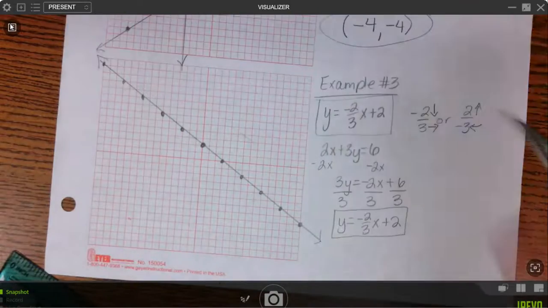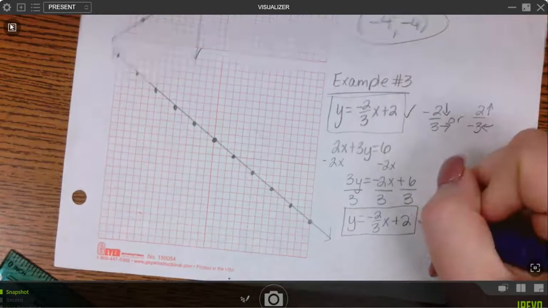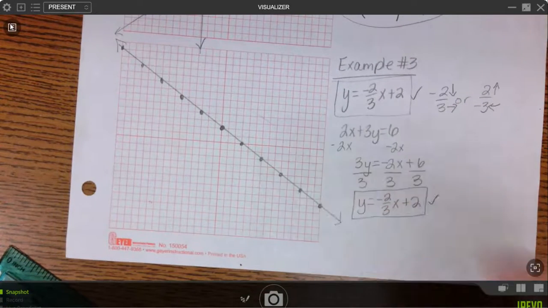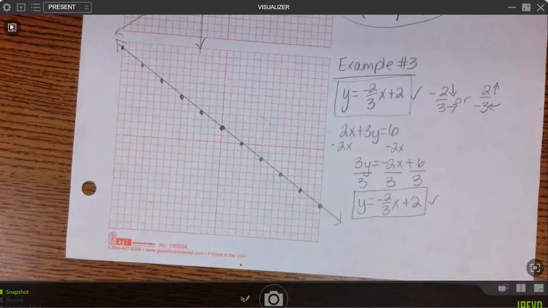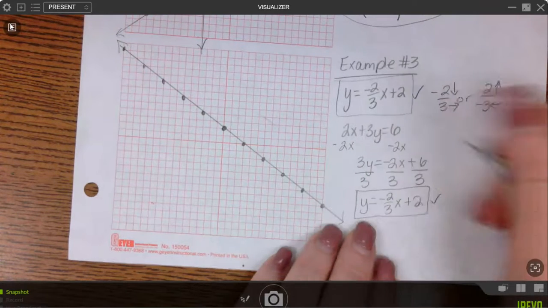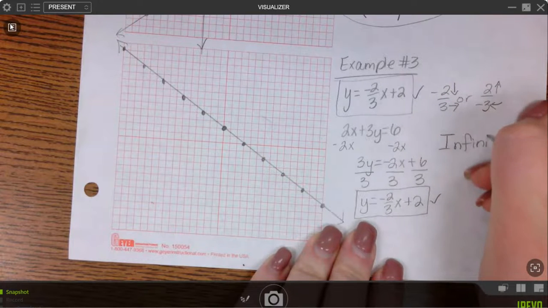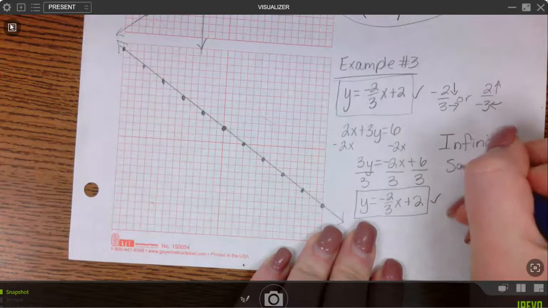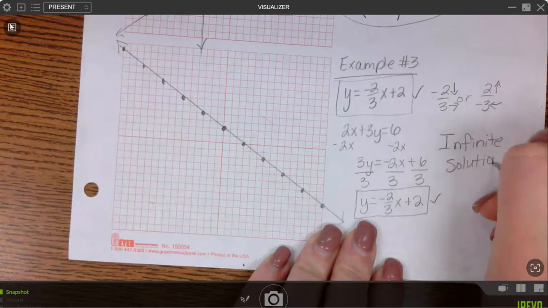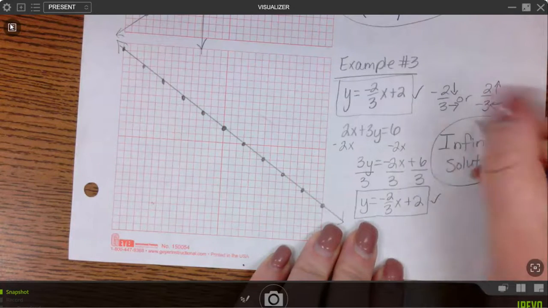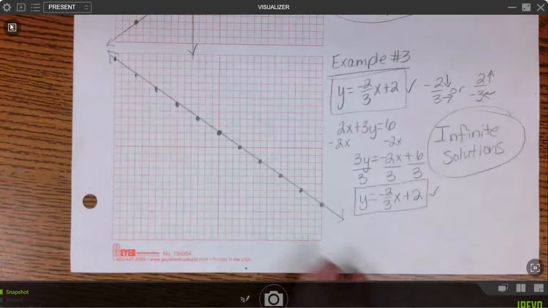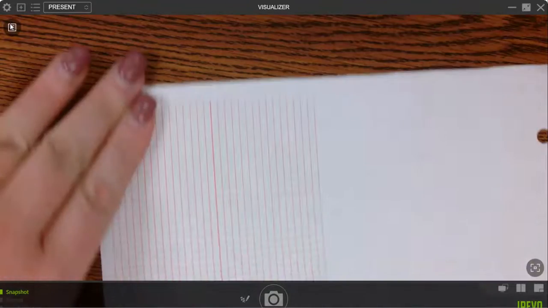And if we were to graph the second line, it's going to be the same line. So what that means, every point in that line is a solution. So this would be infinite solutions. Okay, so that was example 3. Let's look at example 4.